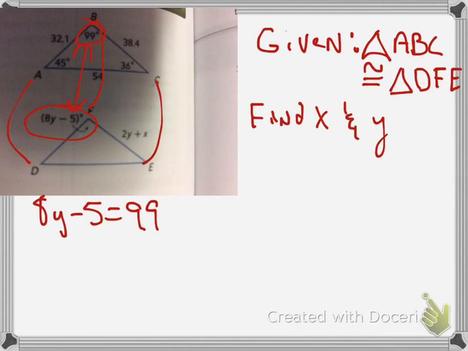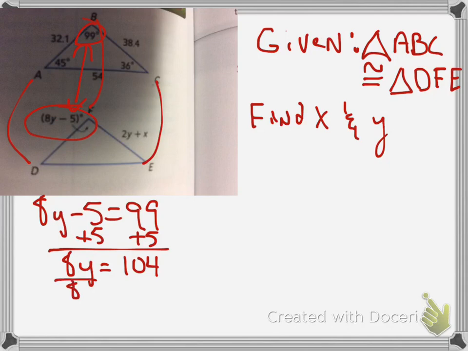If they're congruent, that means they're equal. So I can add 5 to both sides, and I get 8y is equal to 104. Then I divide by 8, and I get y is equal to 13. Okay, so that one's done. So I now have the y. Now how do I find the x?